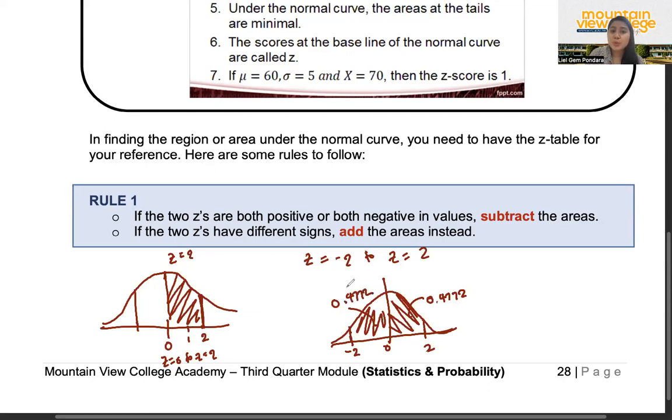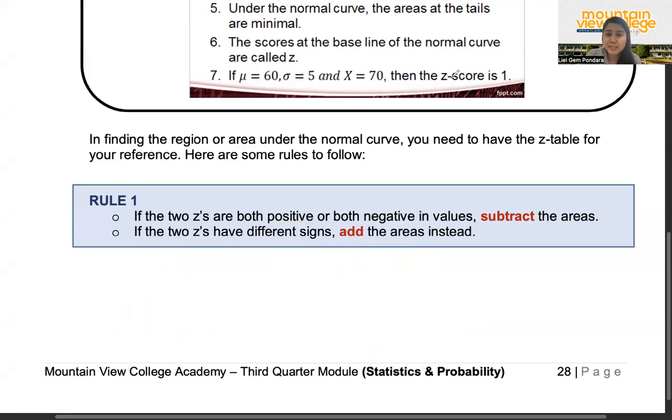From 0 to -2, that will be another 0.4772. Rule number 1 says that if they have different signs, you need to add the areas from -2 to +2. Therefore, the area of this one plus the area of the other one makes the total area. So what do we need to do? You need to add them. 0.4772 plus 0.4772. That will be the total area from -2 to +2.